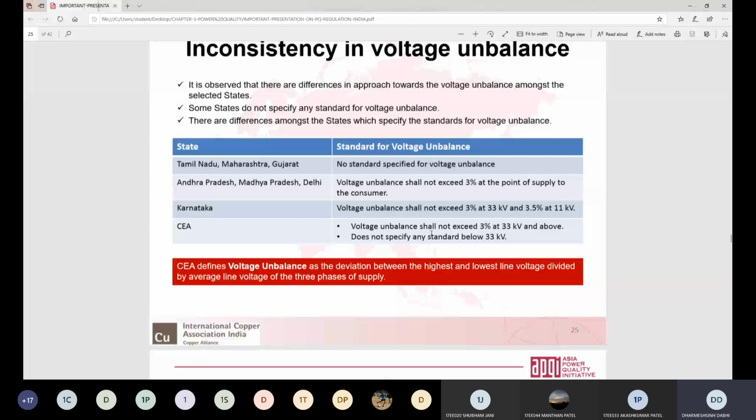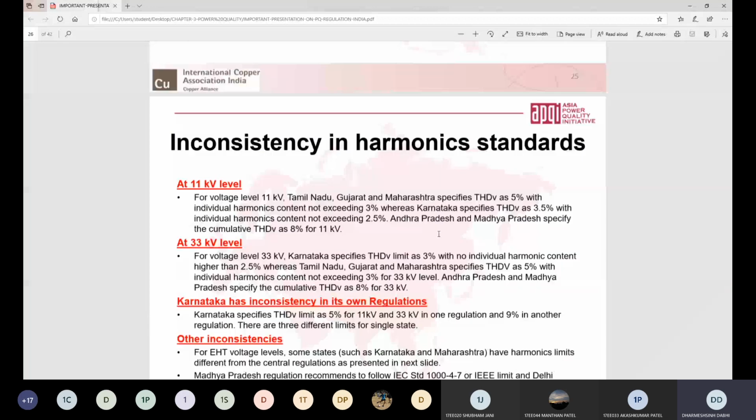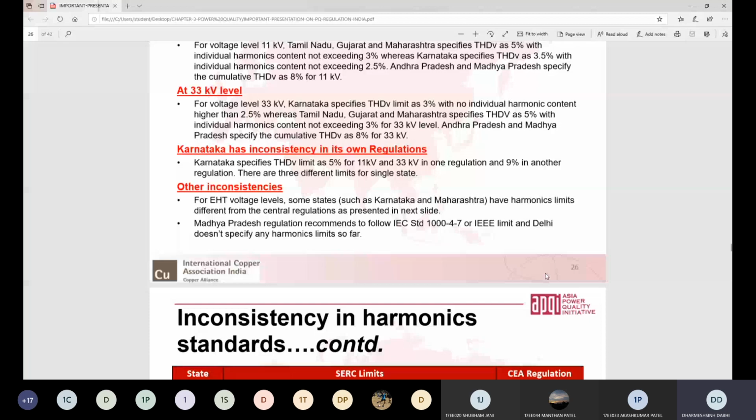Same way, there is an inconsistency in the harmonic standards also. Different states have different standards for the particular harmonics; for individual harmonics, they have different percentages. Same way for total harmonic distortion, they have different percentages at different voltage levels. You can find this detail in this document. I'm not going to detail all these things, so you get the general idea of the situation in India related to power quality problems.